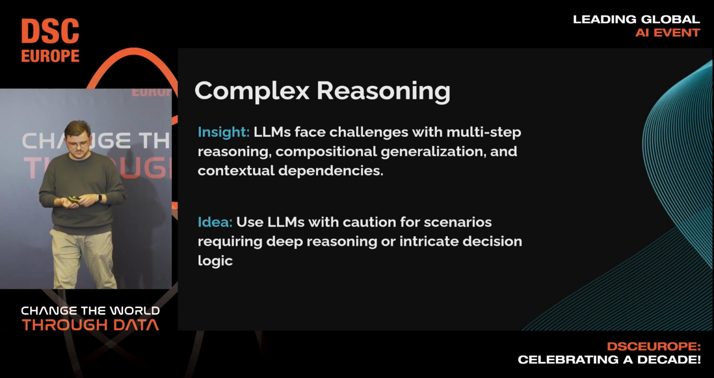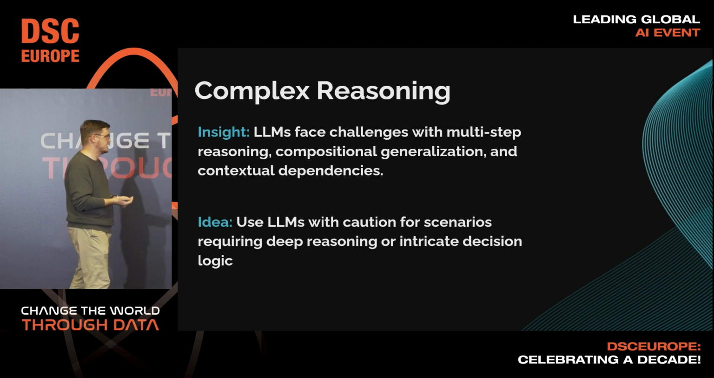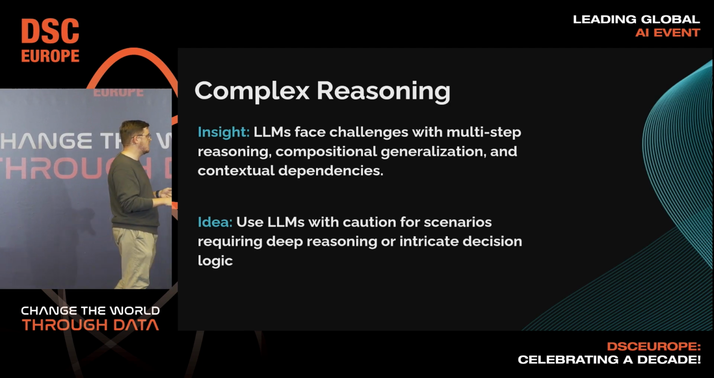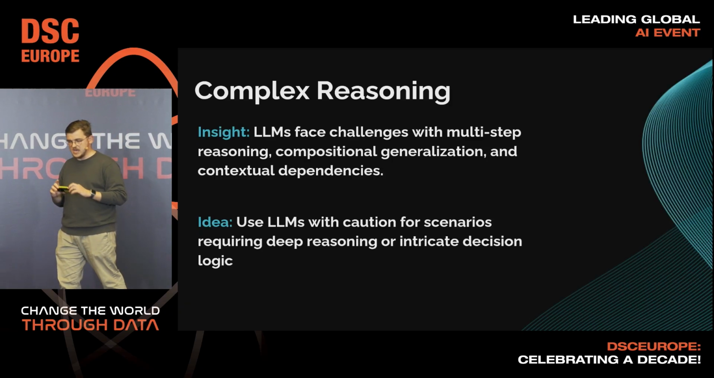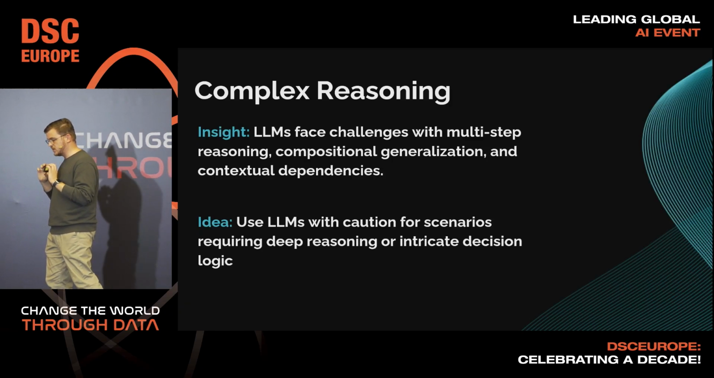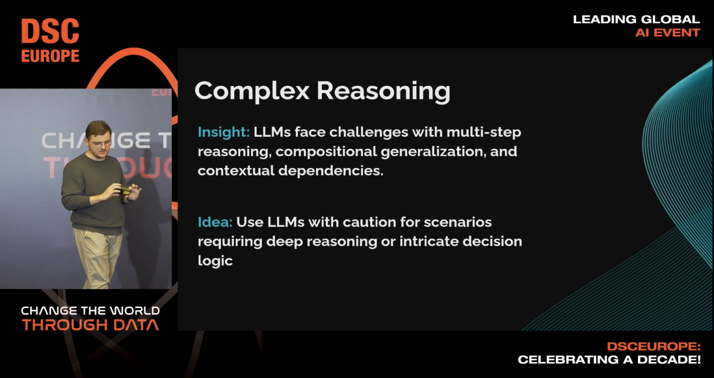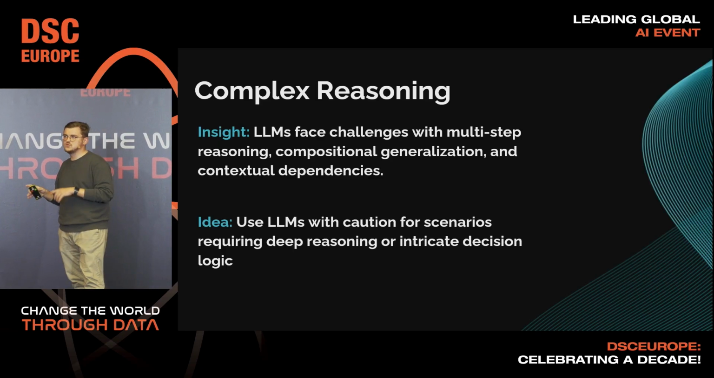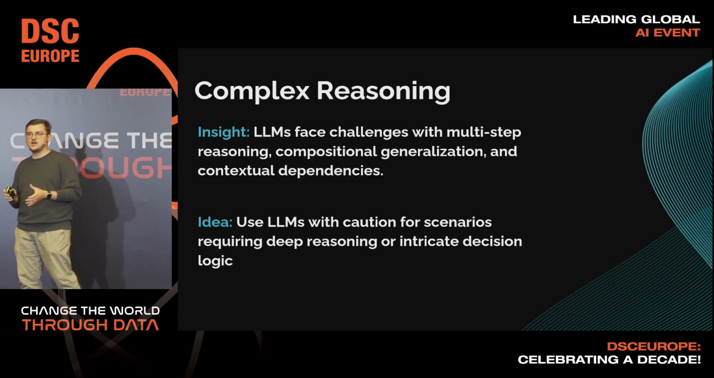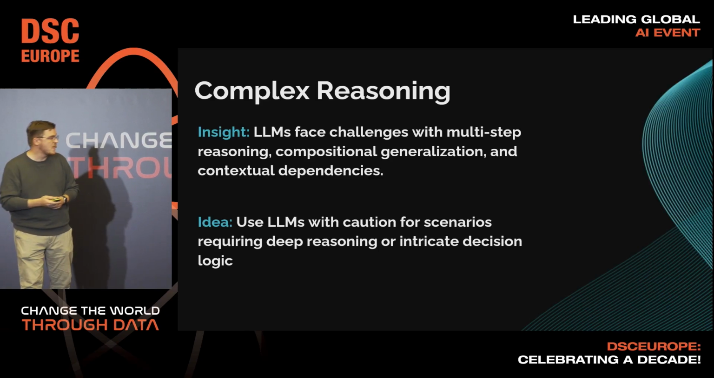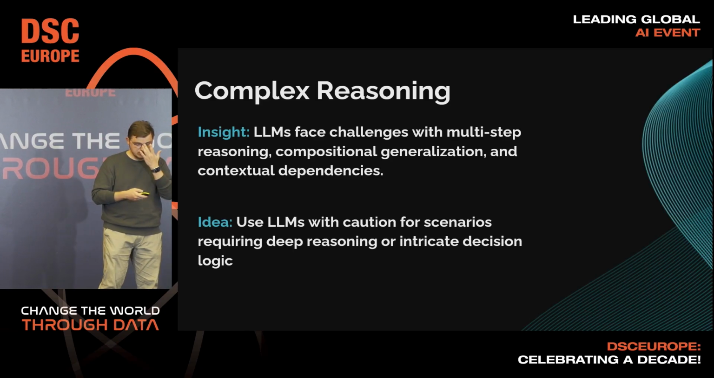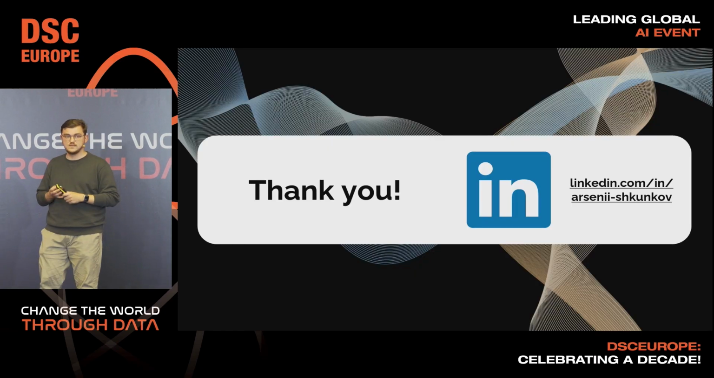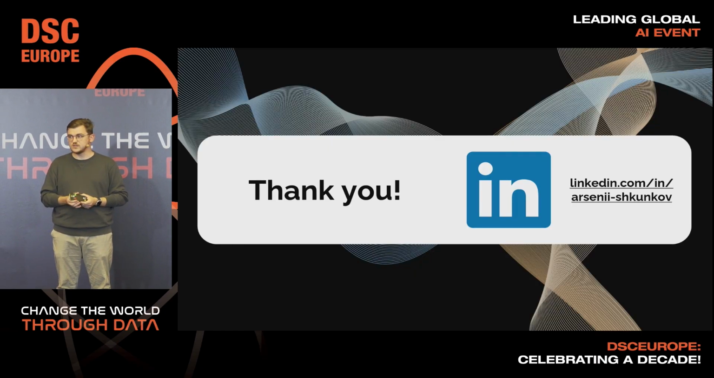And finally, models struggle with complex reasoning that requires multi-step compositional generalization or contextual dependencies. The idea we can use for building applications is that we have to use LLMs with caution for scenarios requiring deep reasoning, and try to carefully look at what we're actually trying to build. So I guess that's it, and I would like to answer the questions if you have any.